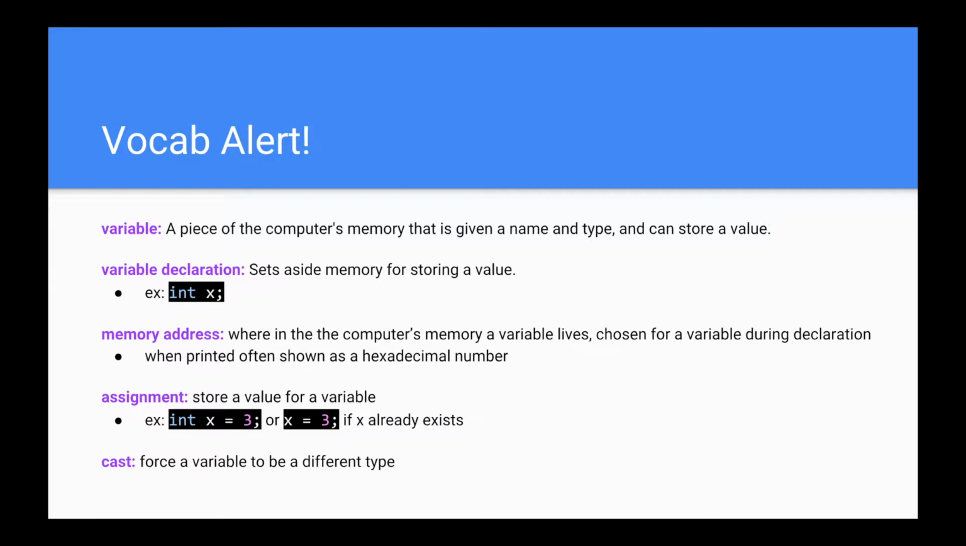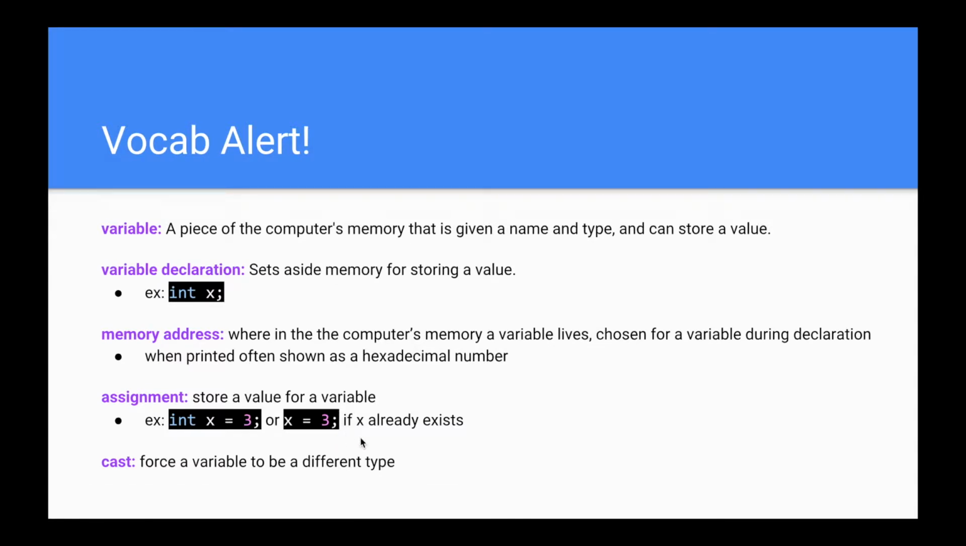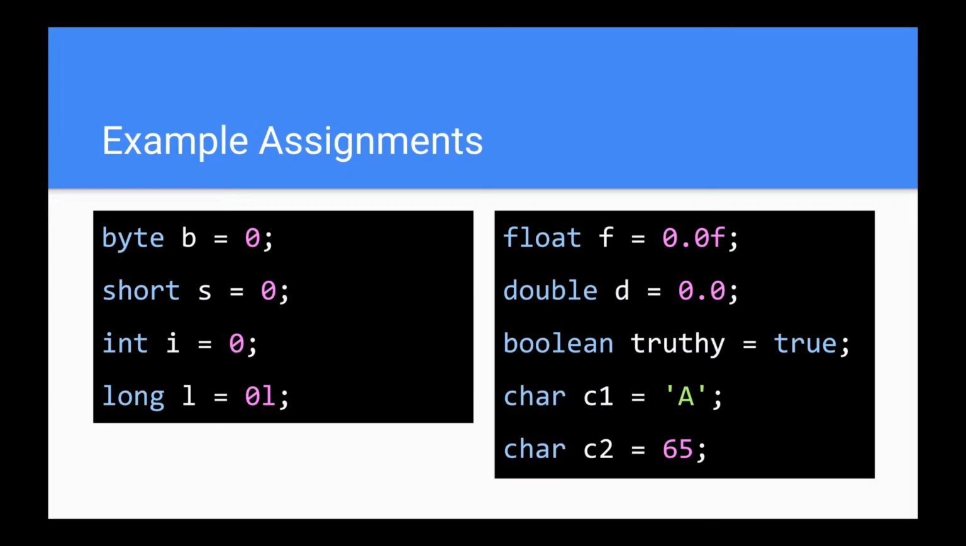Assignment means to store a value for a variable. So an example would be int x = 3, or just x = 3 if x exists already. And this semicolon is important because, as mentioned in the last tutorial, all statements in Java have to end in a semicolon. And then a cast means to force one variable to be a different type. And we'll see examples of that later in this tutorial.